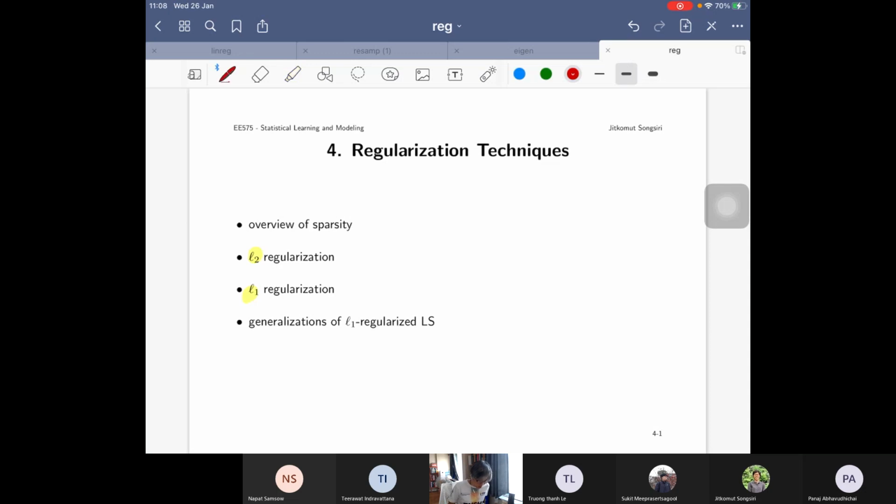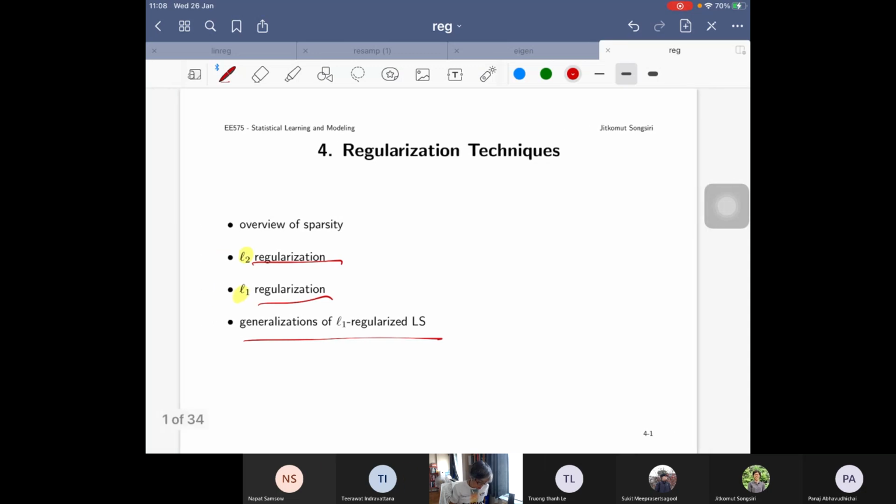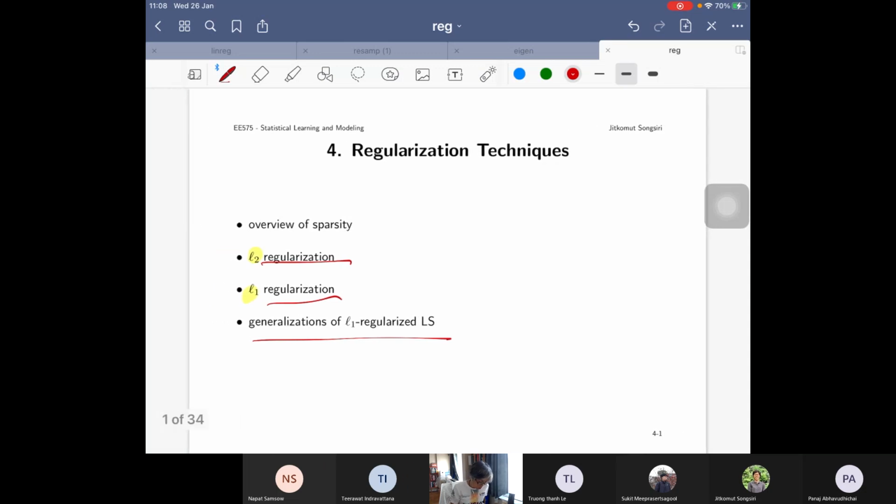These two regularization techniques have been widely used in many regression problems. We start from the basics, and by the end of this chapter, we will give a more generalized problem in terms of sparse estimation. So today, I think we can cover a little bit of overview and the L2.